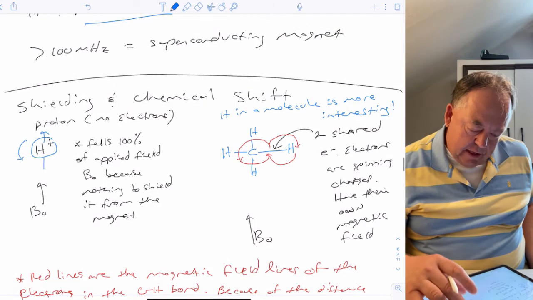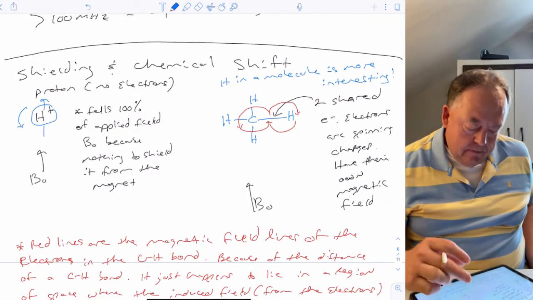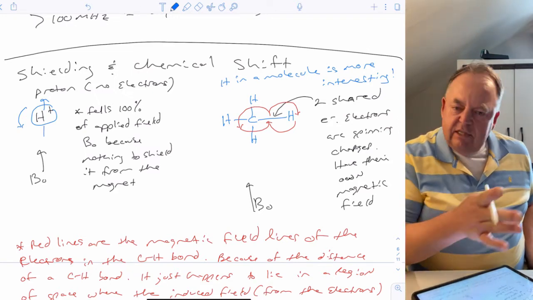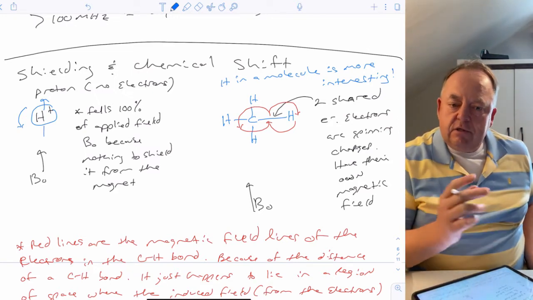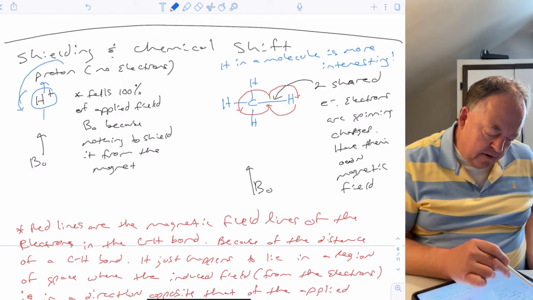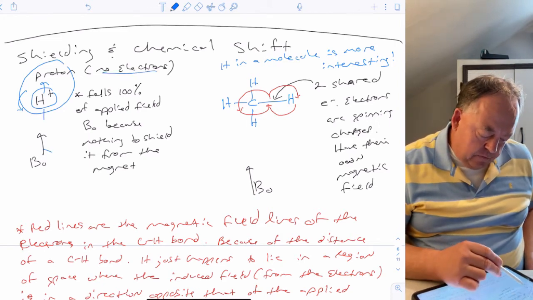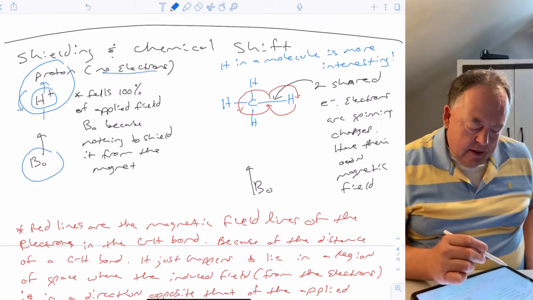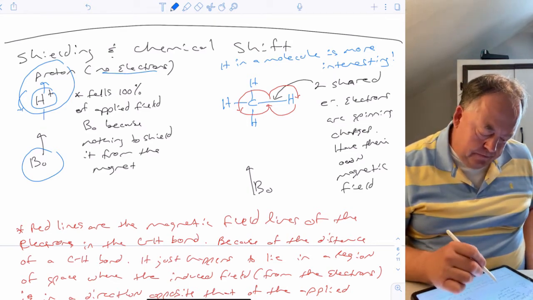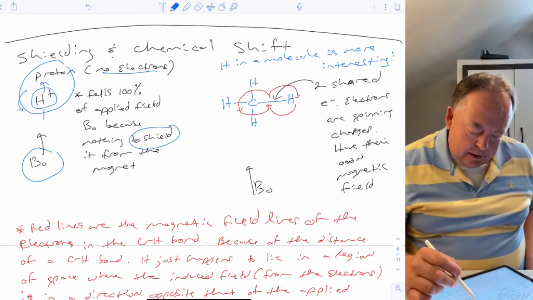Okay, so that's some of the basic theory of how you get a signal in NMR. And now let's talk about where the signal is going to occur at the different frequencies. So if you just have a proton, a proton's not very interesting. It has no electrons. And so if you apply an external magnetic field, it's going to feel 100% of that magnet because there's nothing to shield it from the magnet. But H plus is not very interesting.